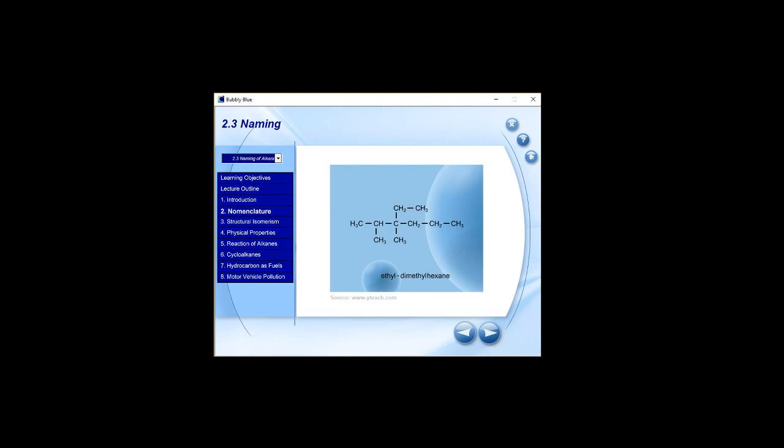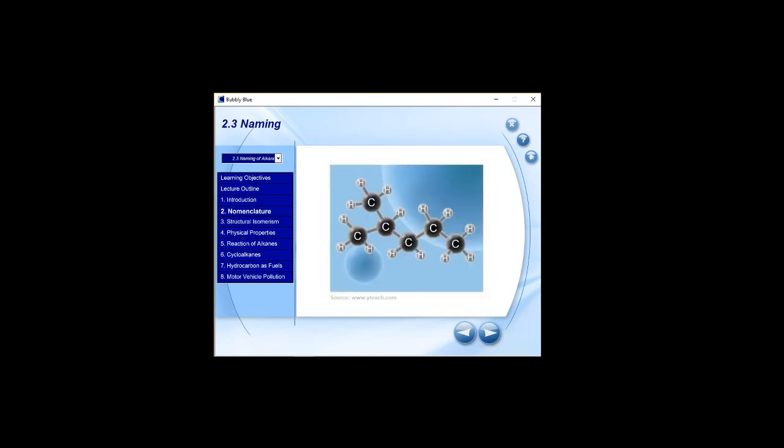Fourth rule: number the chain from the end nearest to a substituent and identify the carbon to which the substituent is attached. Alkanes with 4 or more carbon atoms.